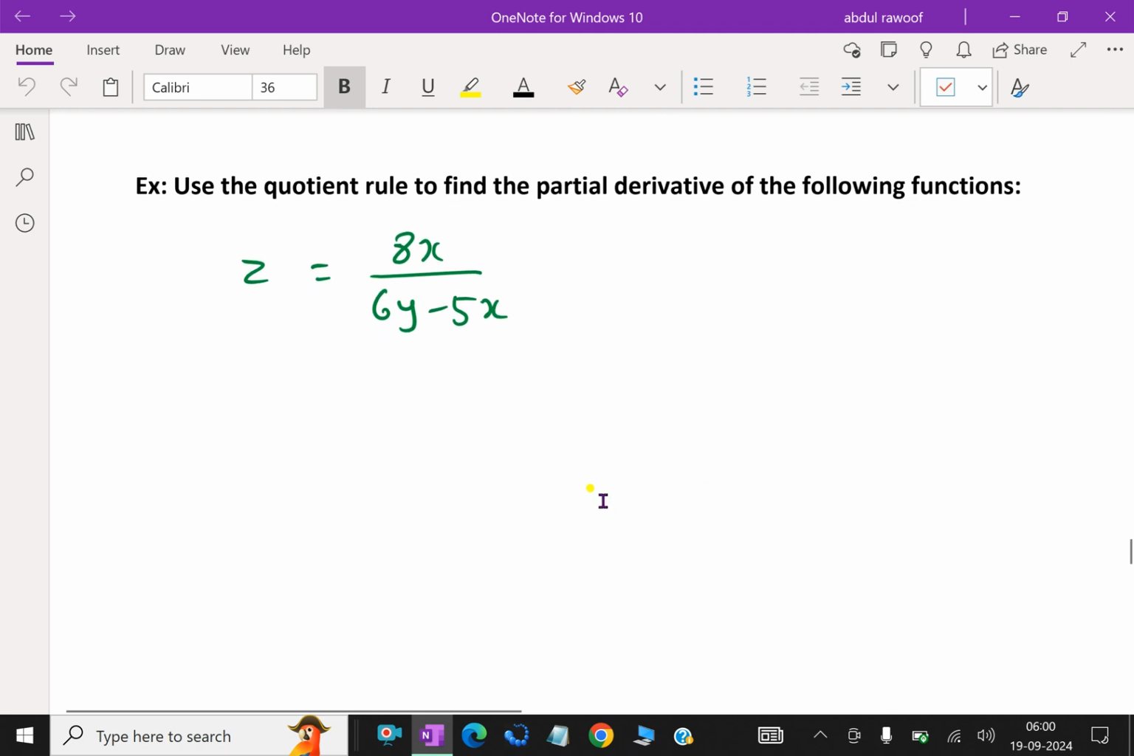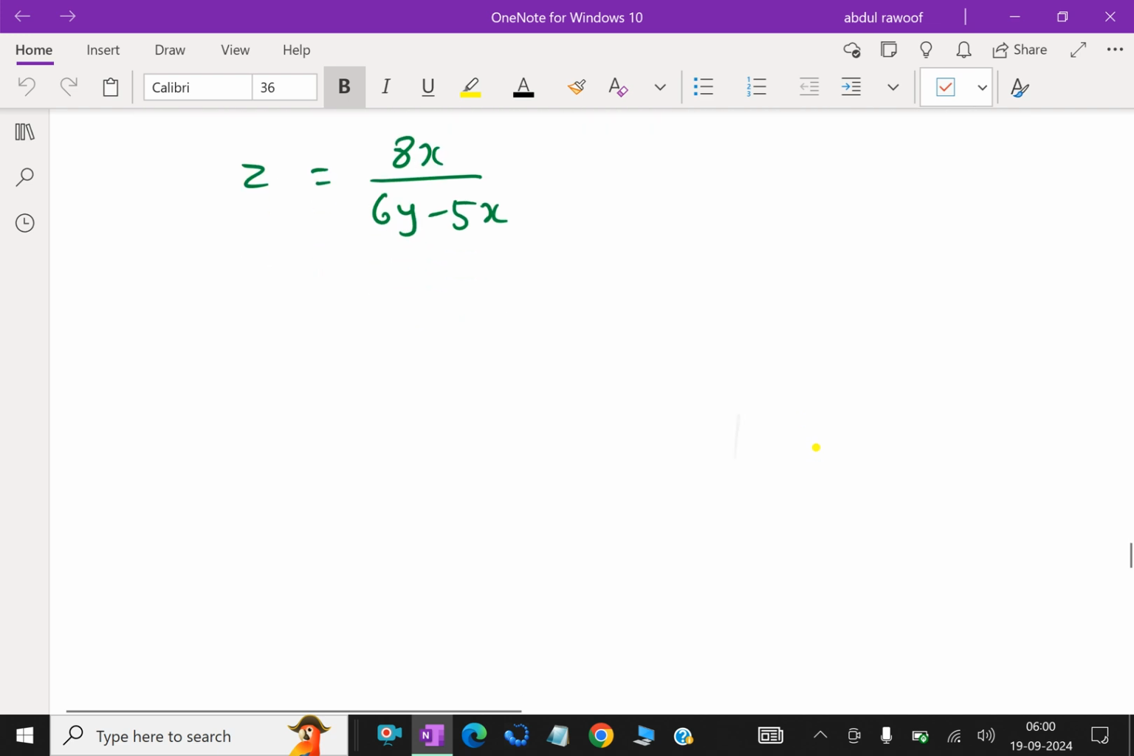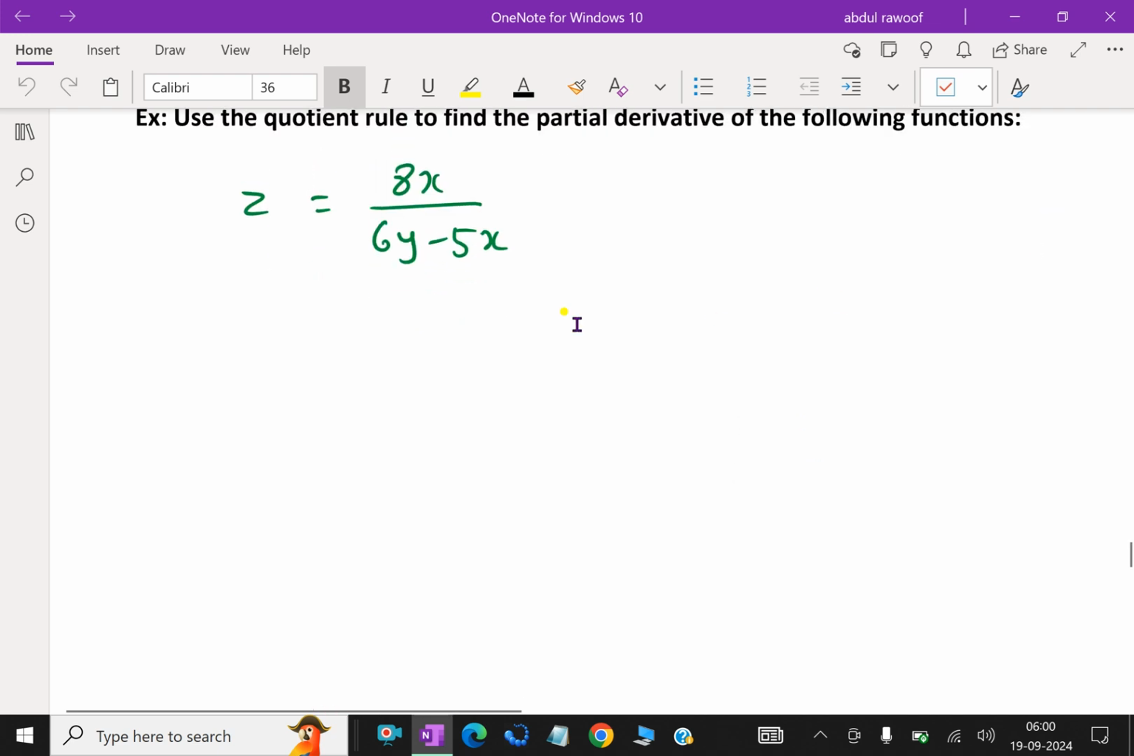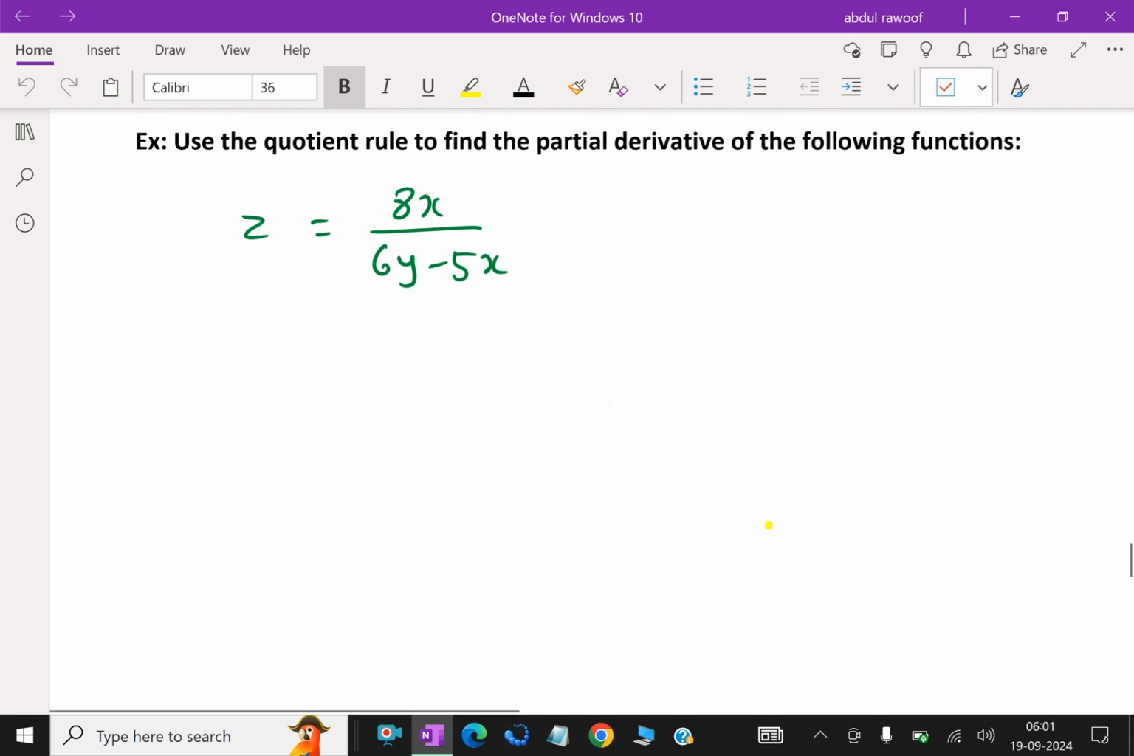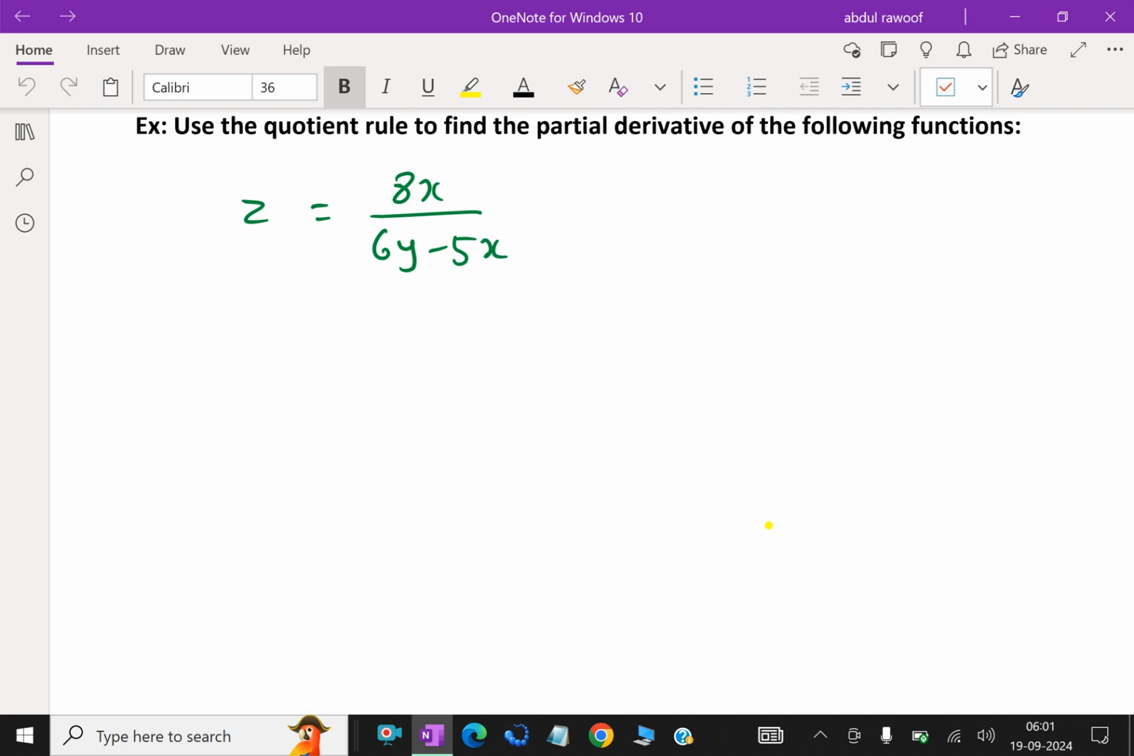Use the quotient rule to find the partial derivatives of the following functions. Here, z is 8x over 6y minus 5x. Here, the function is with two variables x and y. We have to find partial derivatives with respect to x and y separately.